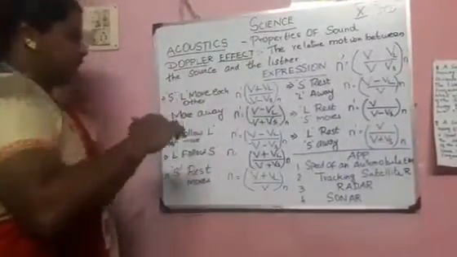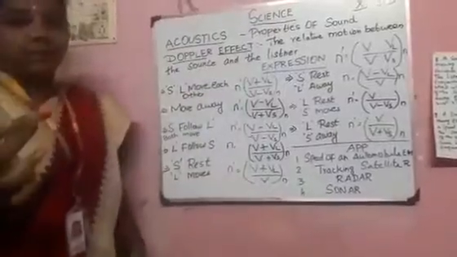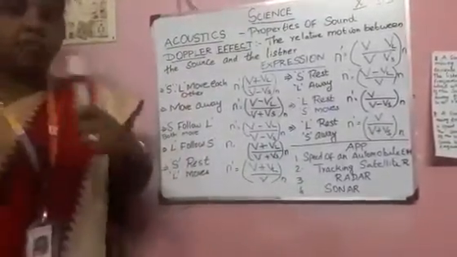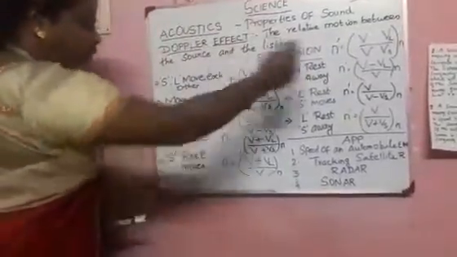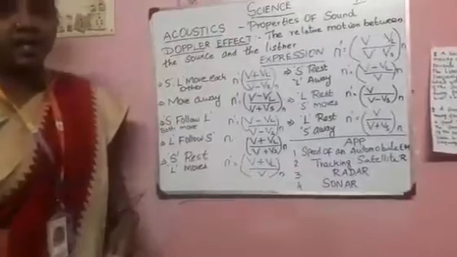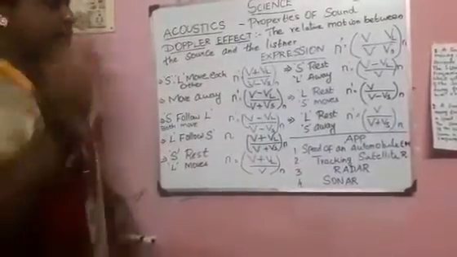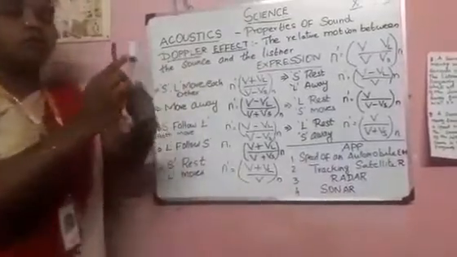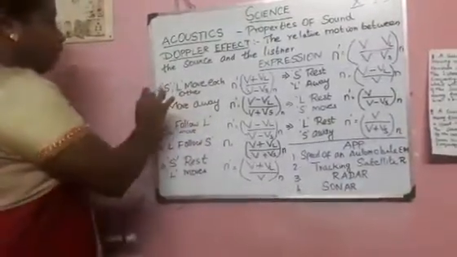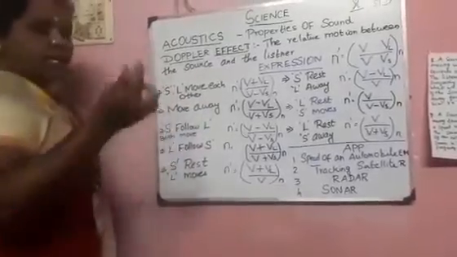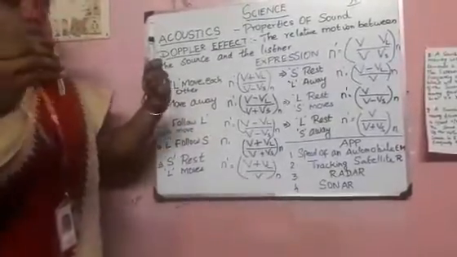So we have 8 expressions. In the first 4, both the listener as well as the source are in the moving condition. In the remaining 4, one is at rest and the other is moving, okay. First we see the first 4. I already told that in the first 4, both are moving. S means source and L means listener. So both the source and the listener move toward each other.